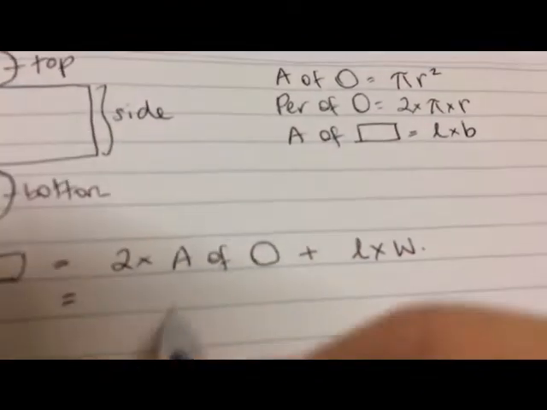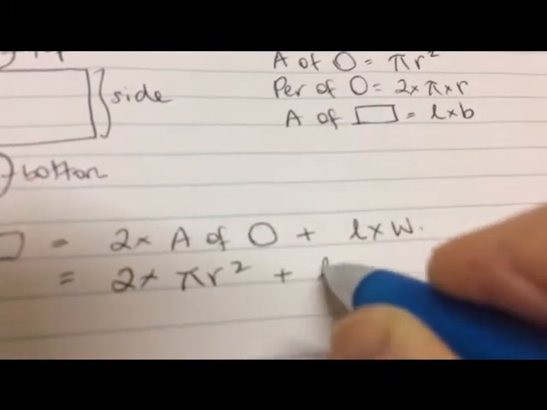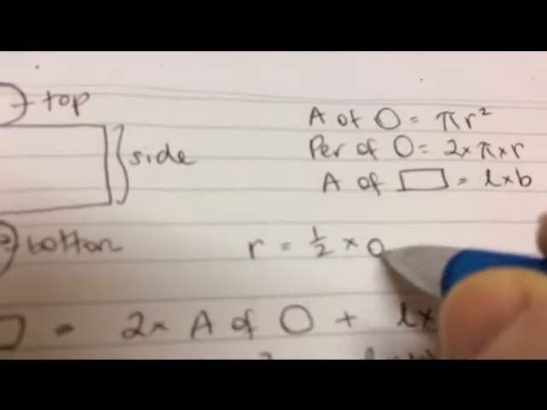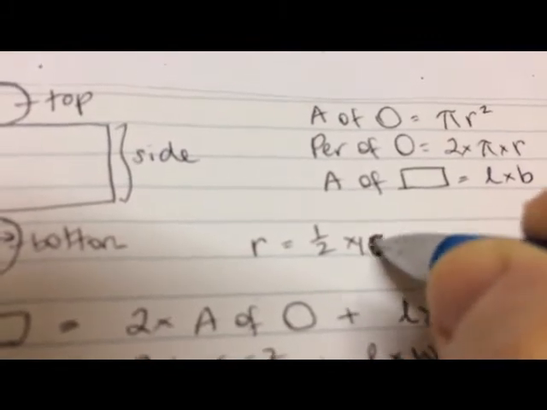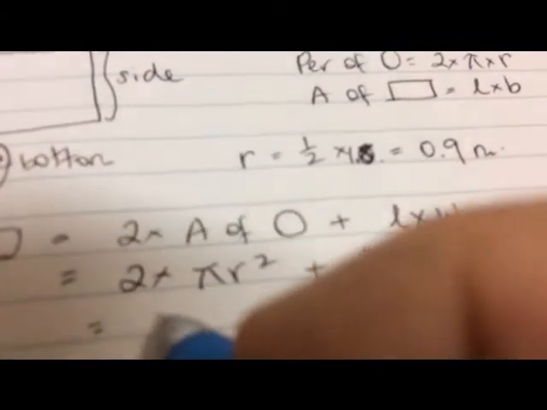So filling in our formulas, what's our radius going to be? Well, we'll go back up to the diagram, and you can see that the diameter of the circle is 1.8 metres. That's not the radius, so the radius is a half of the diameter, so it's going to be a half of 1.8, which equals 0.9 metres. So I'm going to fill that in here.